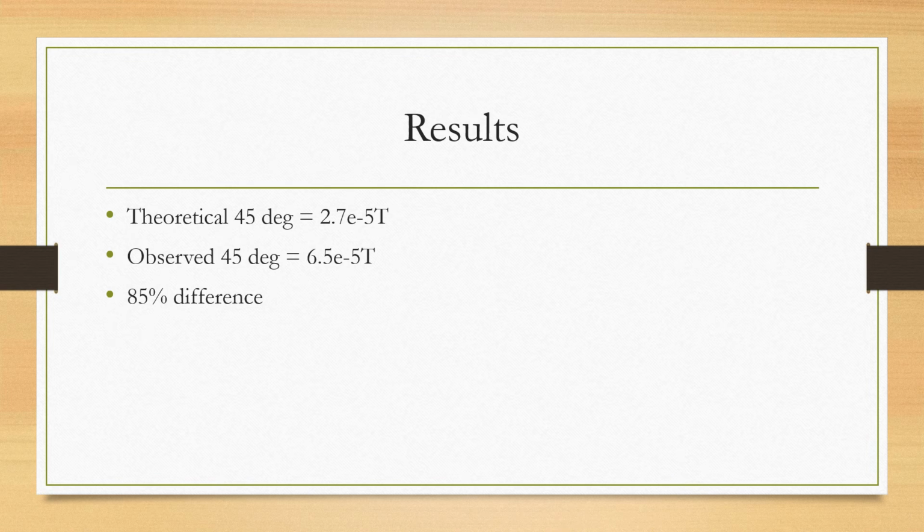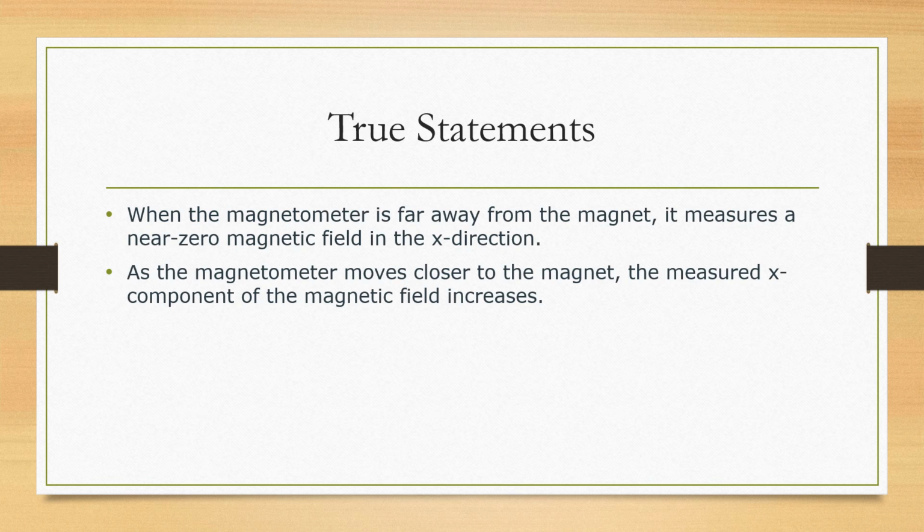These are the results comparing the off-axis theoretical produced by GlowScript and the off-axis observed. We saw that the observed was a higher magnitude than the theoretical by about 85%. The reason for that is most likely, again, interfering magnetic fields that were additive in this case and kind of overinflated the value we saw.